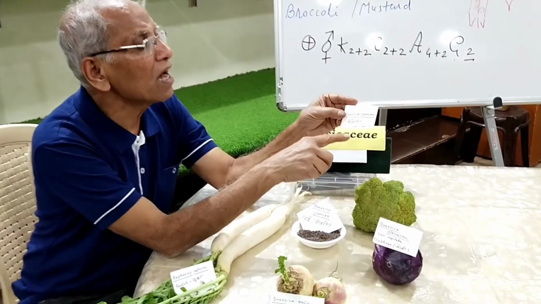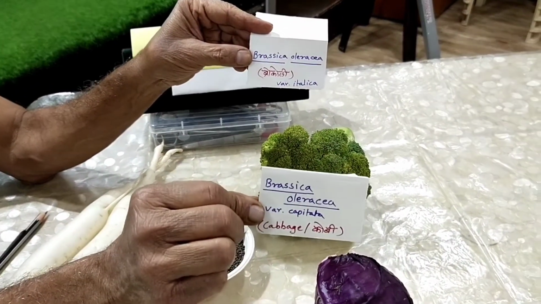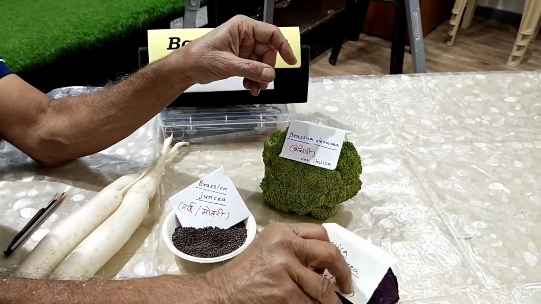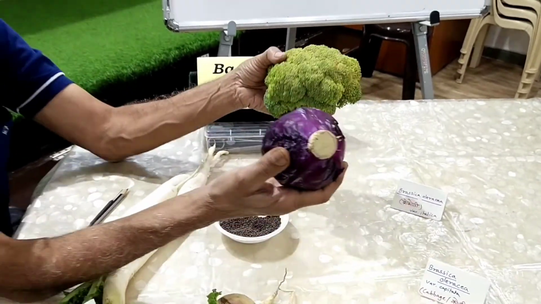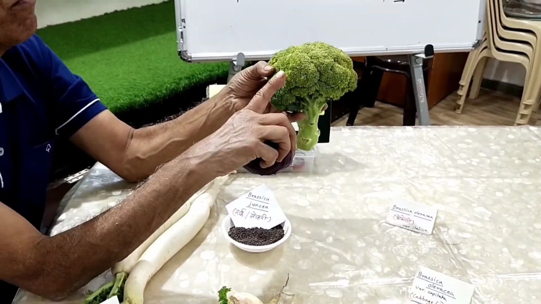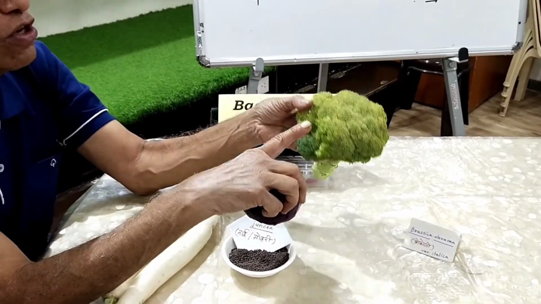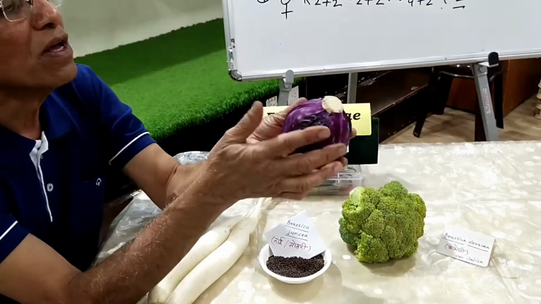Brassica oleracea, this is also Brassica oleracea. Then what is the difference? Both belong to the same species Brassica oleracea, but these two do not appear to be similar. The reason is that this is actually the flower part, an inflorescence, whereas these are the leaves. You know this very well, cabbage.